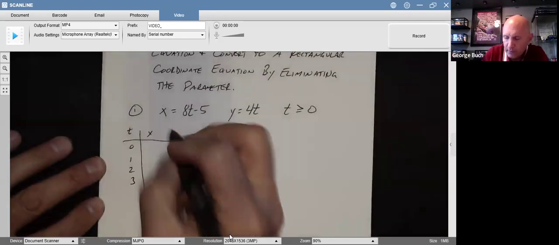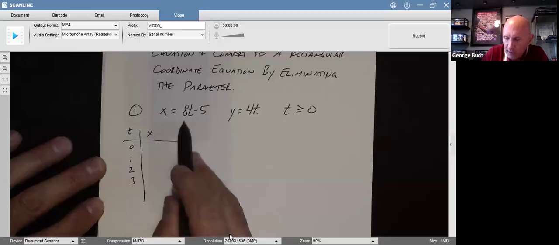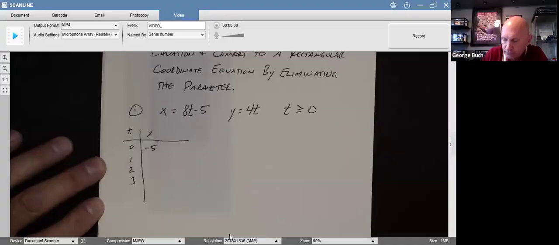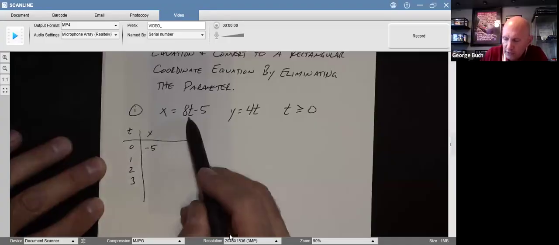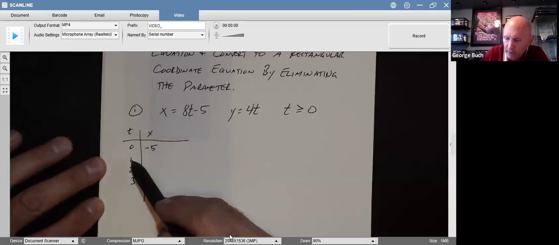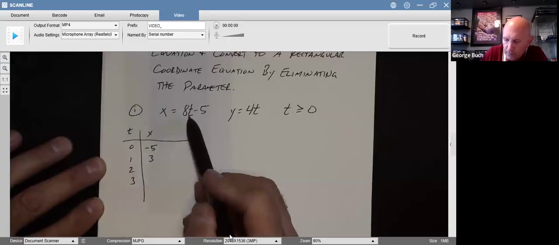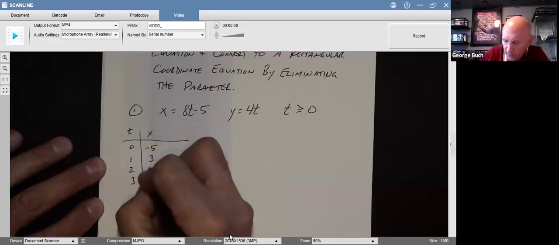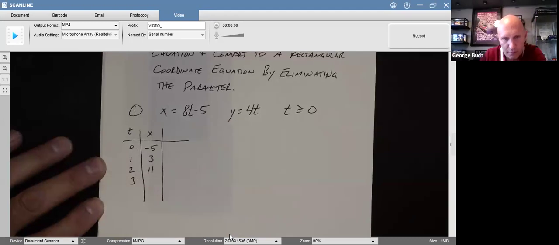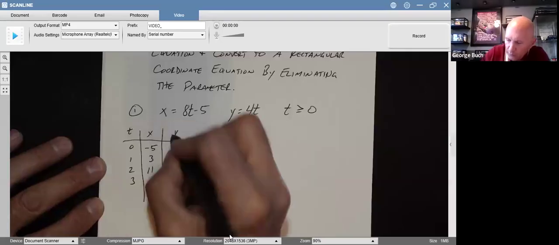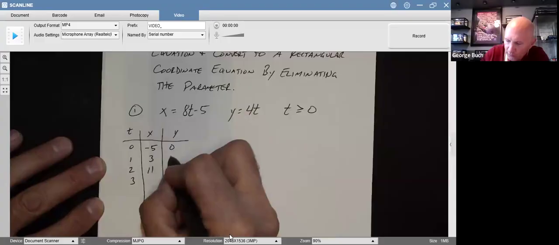So my x is going to be 8t. So 8 times 0 is 0, minus 5 is minus 5. If t is 1, 8 times 1 is 8, minus 5 is 3. If t is 2, 8 times 2 is 16, minus 5 is 11. I'm going to stop there because we're already getting pretty high in the numbers. And then how about y? Y is 4 times t. So 4 times 0 is 0. 4 times 1 is 4. 4 times 2 is 8.